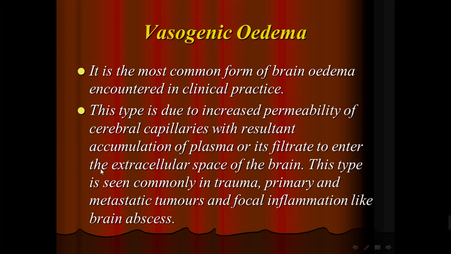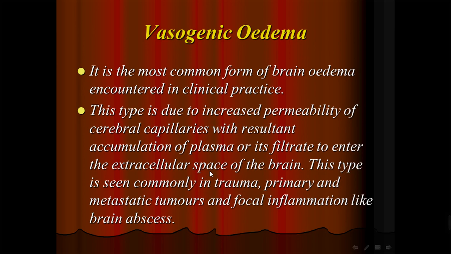And now I will concentrate on this part, the extracellular space of the brain. This type is seen commonly in trauma, primary and metastatic tumors, and focal inflammation like brain abscess, so that the fluid will be accumulated in the extracellular space between the cells. Extracellular space, I mean outside the cells, between the cells. The fluid will be accumulated between the cells of the brain, resulting in an edematous brain.